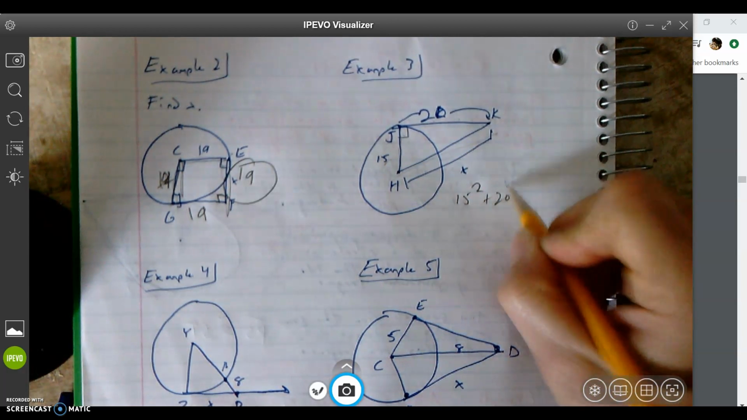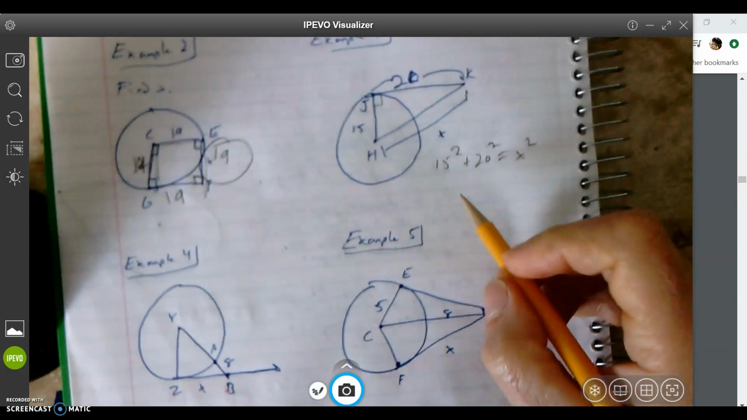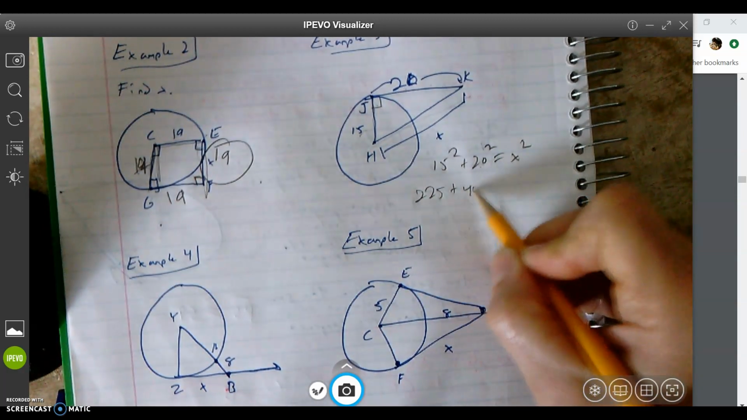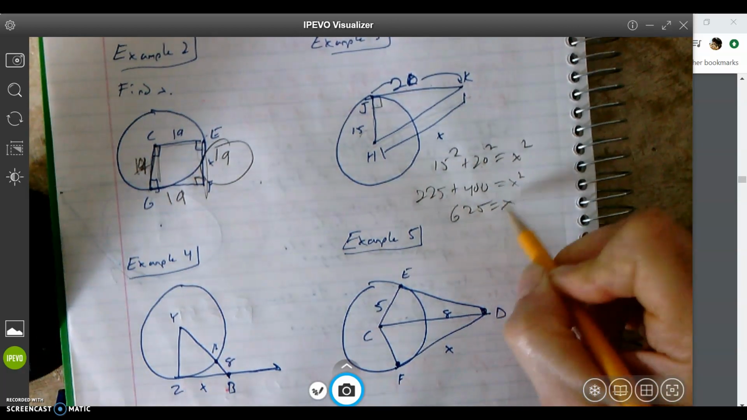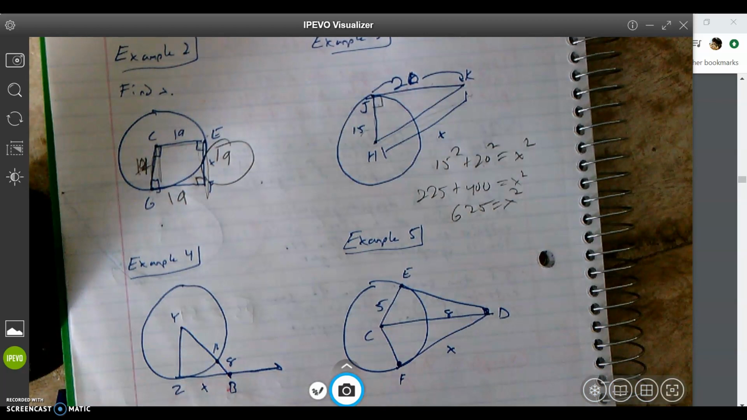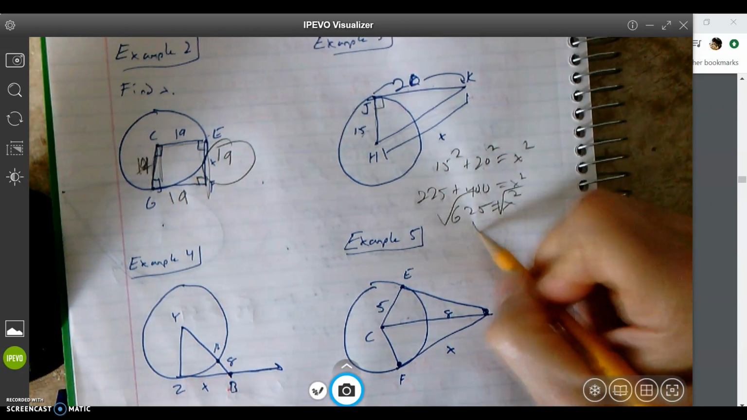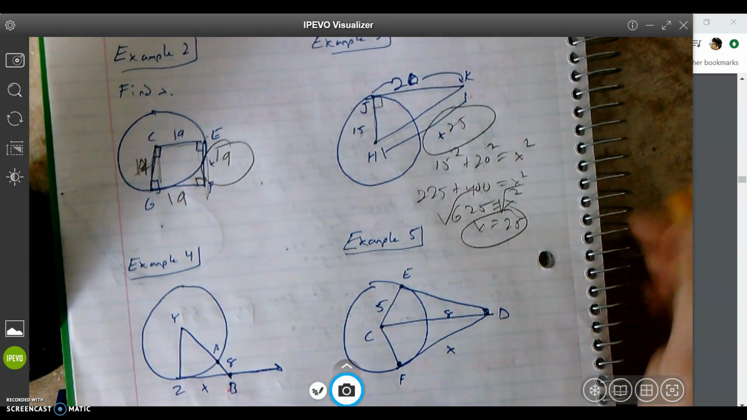15 squared plus 20 squared equals x squared, or c squared for the hypotenuse. 15 squared is 225. 20 squared is 400, equals x squared. So we have 625 equals x squared. Square root of 625, both sides, is 25. So x equals 25. Bam. Easy so far, right?